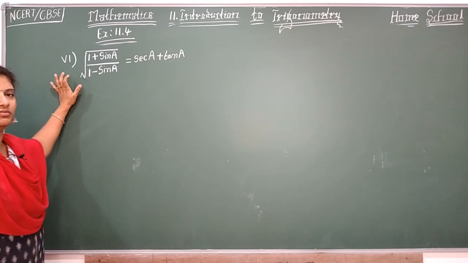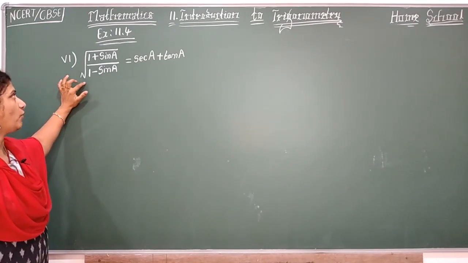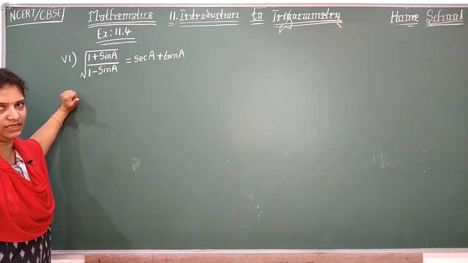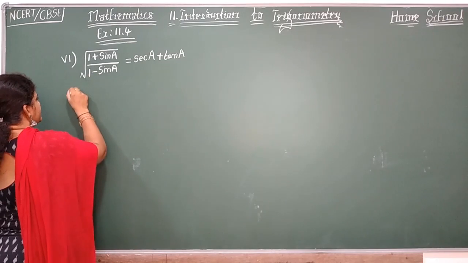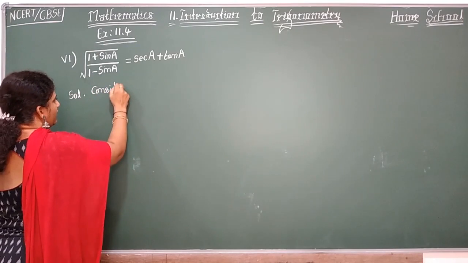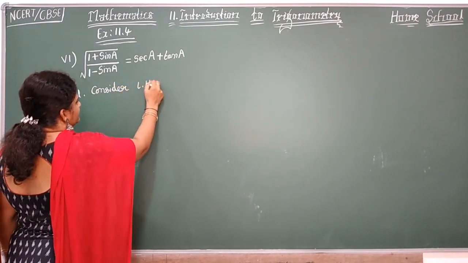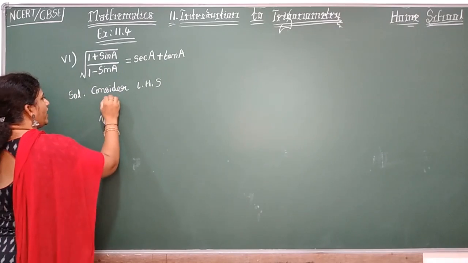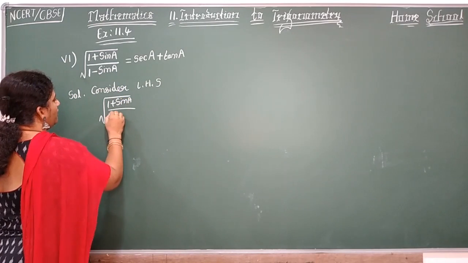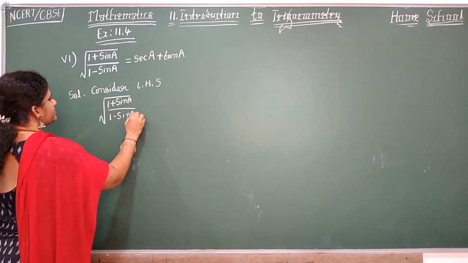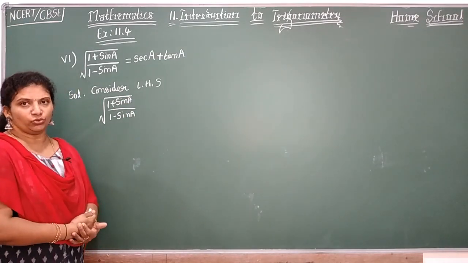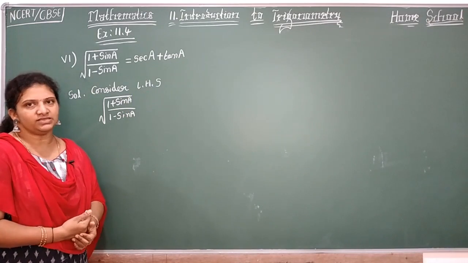Now the sixth problem. What is your sixth problem, children? Square root of 1 plus sin A by 1 minus sin A. So here let's consider LHS. Consider the left hand side. What do you have here? Square root of 1 plus sin A by 1 minus sin A. Okay. Now I have taken this LHS part. What do I need to do? To get this one, secant A plus tan A.